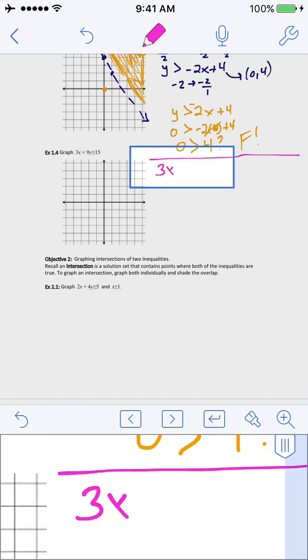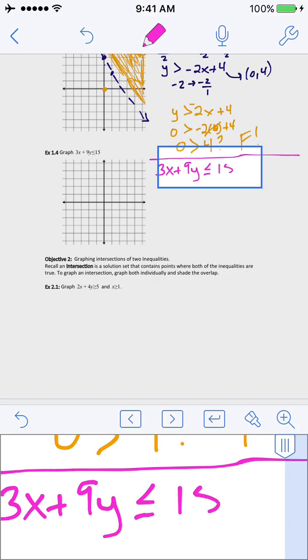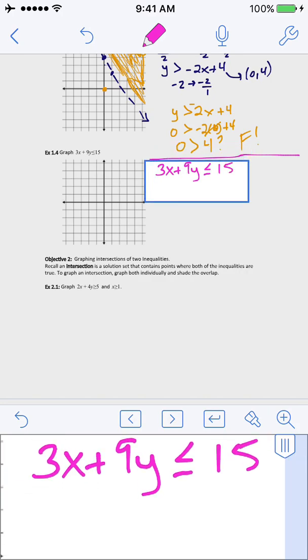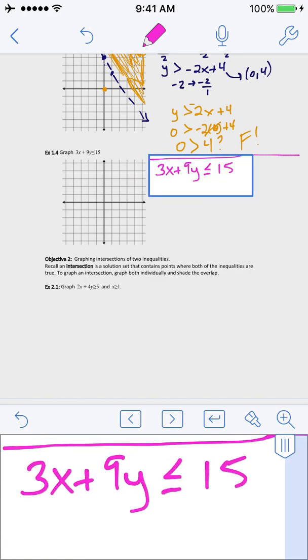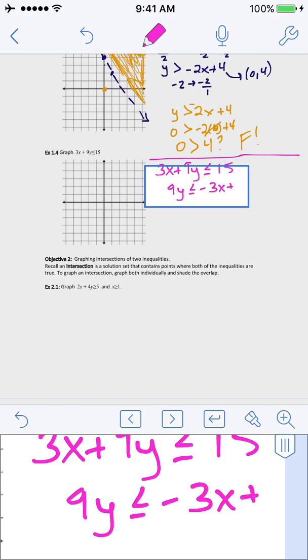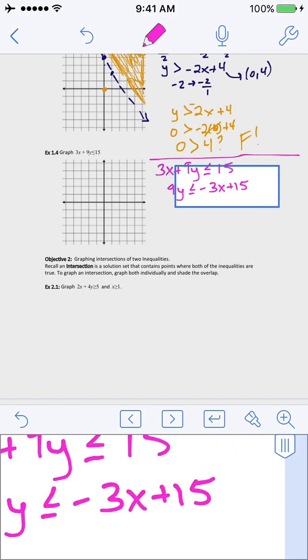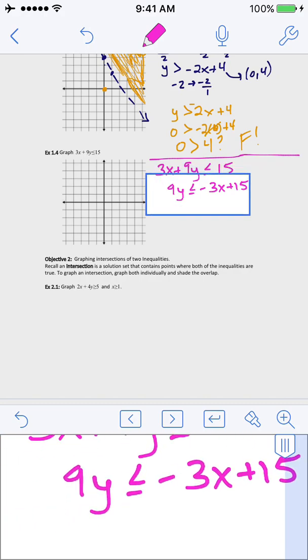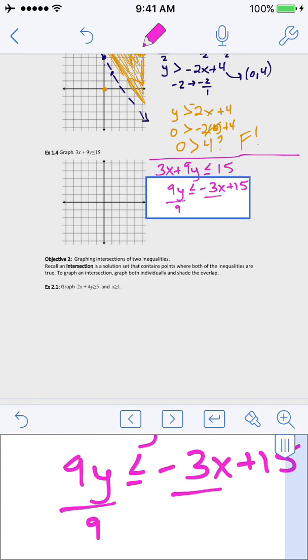I'll go real fast. 3x plus 9y is less than or equal to 15. So we'll rearrange that into y equals mx plus b. Same format as the other ones. All four of these symbols have the same format. So we'll rearrange. We got 9y is less than or equal to negative 3x plus 15. That's pretty cool. And then we'll divide by 9.